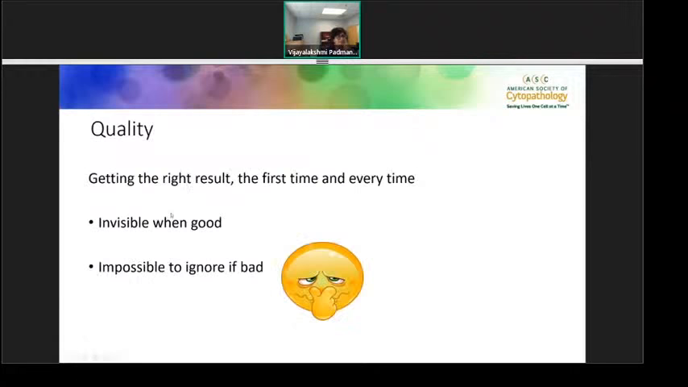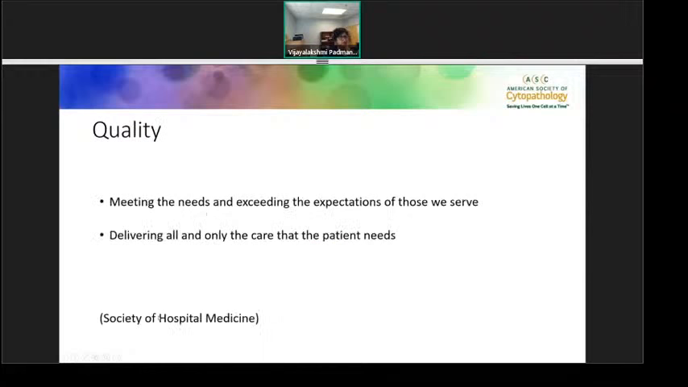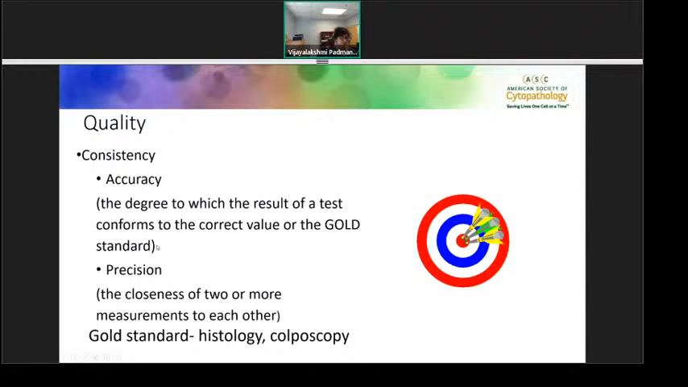Now, quality, how do you define quality? It's getting the right result the first time and every time. It's truly invisible when it's good, because nobody is going to come and give you a pat on the back for that brilliantly done diagnostic work that you've done. But it is truly impossible to ignore if bad. One definition, based on the Society of Hospital Medicine, is meeting the needs and exceeding the expectations of those we serve, delivering all and only the care that the patient needs.